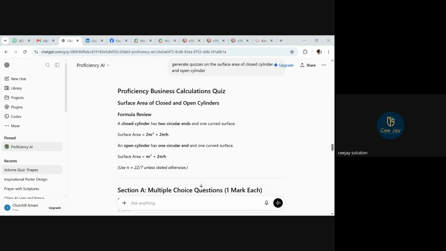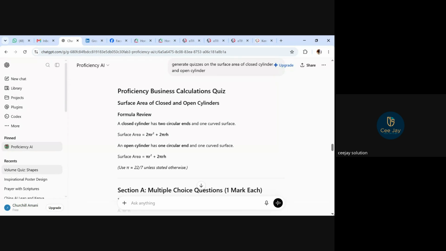An open cylinder has one circular end and one curved surface. So surface area of open cylinder is pi r squared plus 2 pi r h. Use pi 22/7 unless stated otherwise. You can be given 22/7 or 3.14 or 3.142.